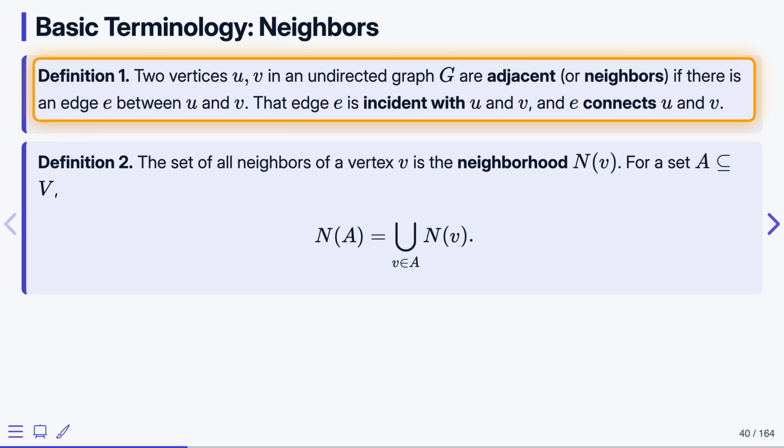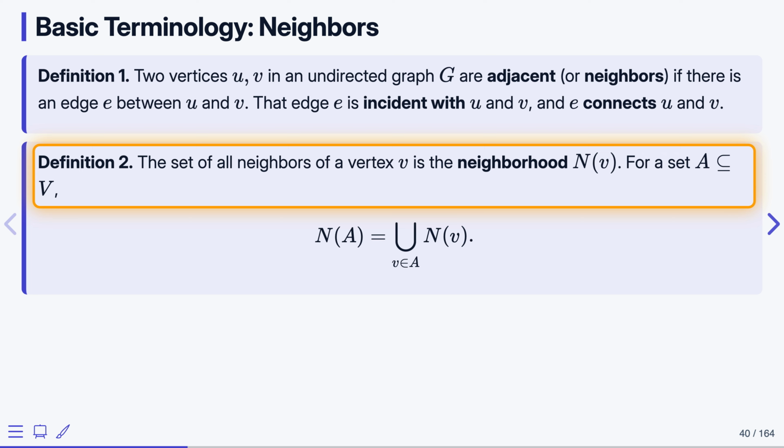Let's learn the basic words. Two vertices are adjacent when an edge joins them. We also call them neighbors. That edge is incident with both vertices. We also say the edge connects them.